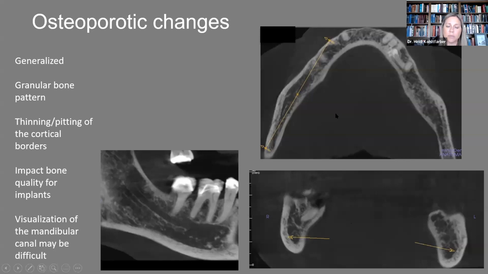Osteoporotic changes, we do typically see these. I know you've probably seen them a lot. We see this generalized thinning and pitting of the cortical borders, and you'll notice that you have a real granular hypodense appearance within the trabecular pattern. You might notice it because you start to lose that nice crisp cortical border around your mandibular canal. You're not able to see the mandibular canal. So if you're placing an implant, that's going to make things pretty difficult. So this is a great case for osteoporotic changes.